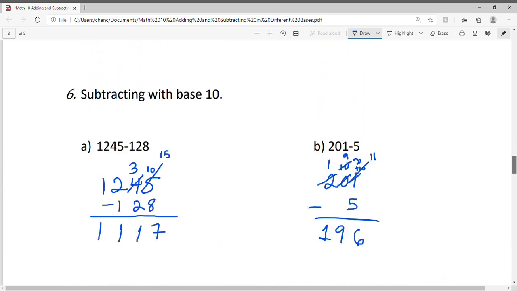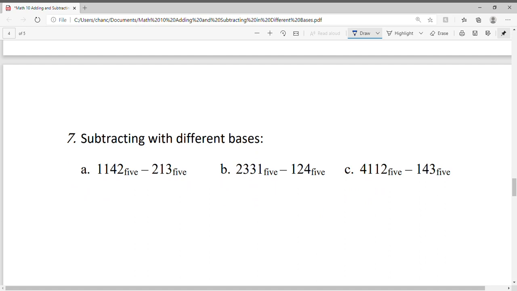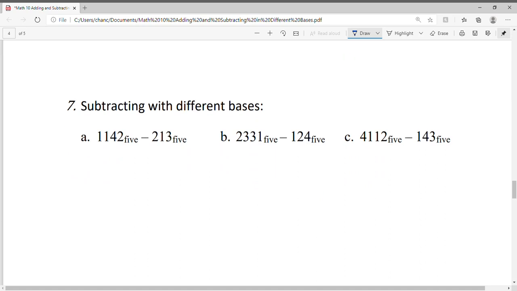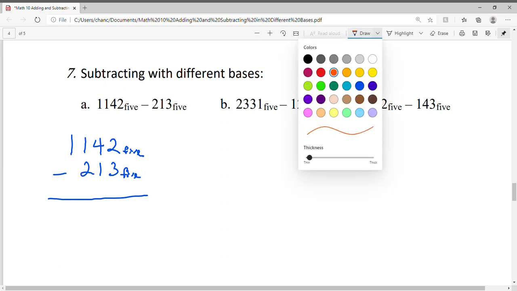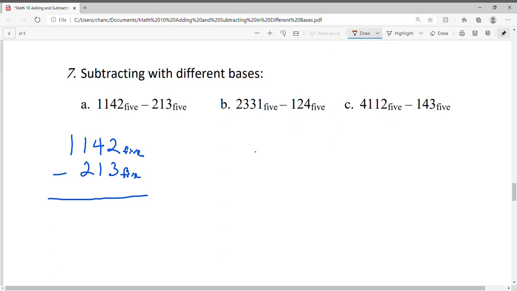So now we could work with different bases. Let's subtract 1142 base 5 minus 213 base 5. Again, we'll still stack it the same, no difference. This is base 5. Now I cannot take away 3 from the 2. 2 is too small, so we'll have to borrow. We'll have to borrow from the 4. So we'll cross out the 4 and reduce it by 1. That gives us a 3.